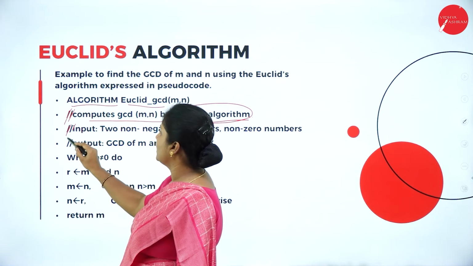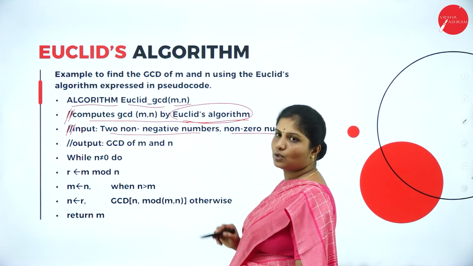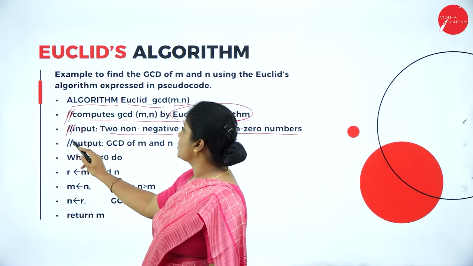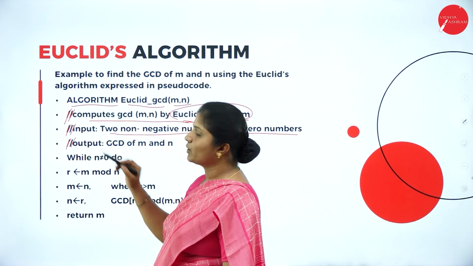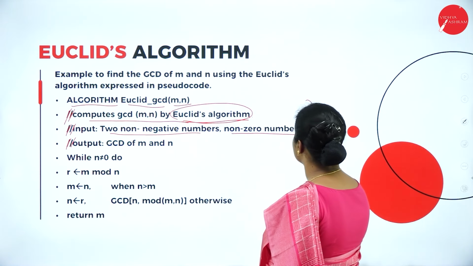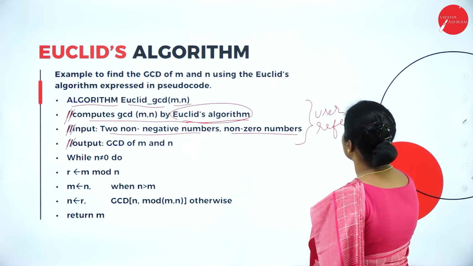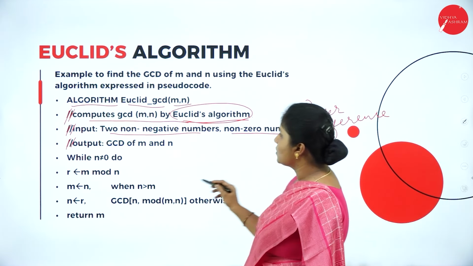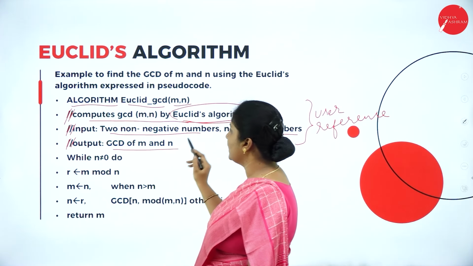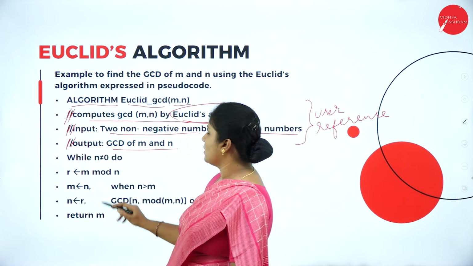Next, what you are giving in the input? Two non-negative and non-zero numbers. Next, what output you are getting? That also you have written in a double backslash. These three statements are for user reference. So what does the output say? You are getting GCD of m and n. So let us look into the algorithm, how it works.